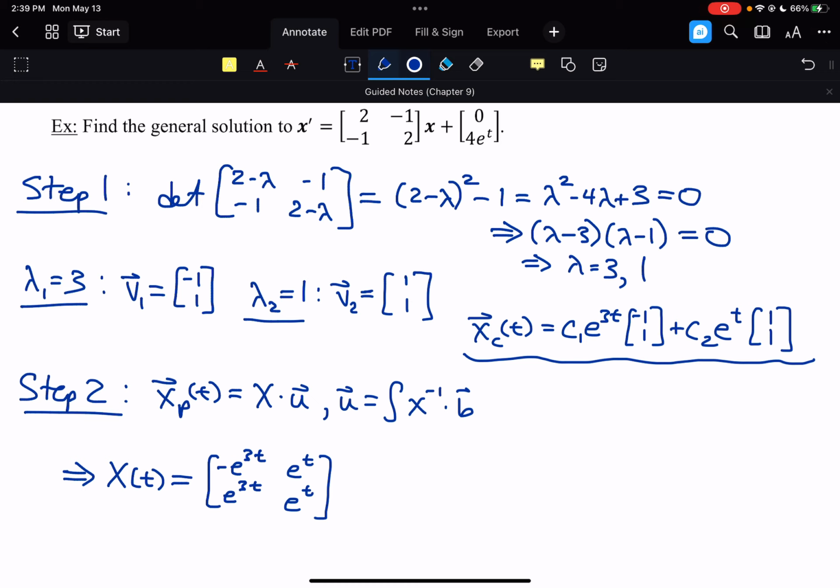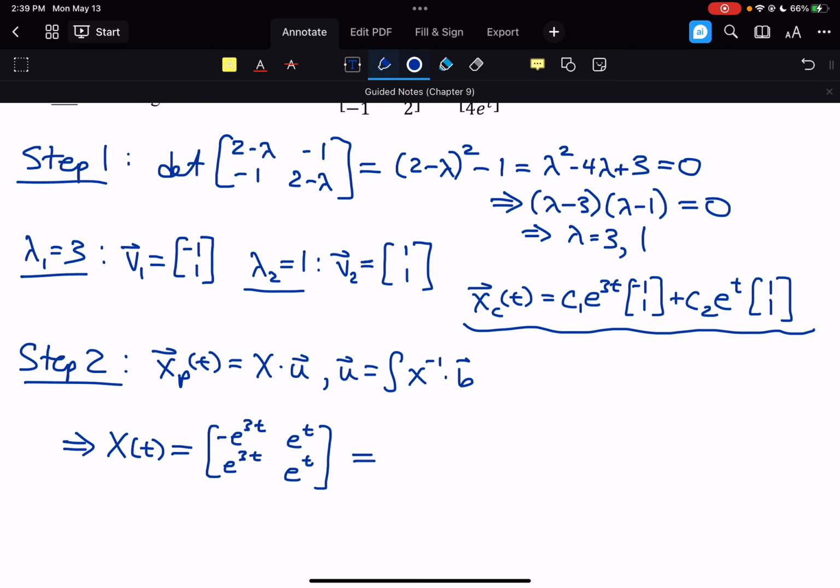So that's our x1, that's our x2. From here, in order to get its inverse, because this is a 2 by 2, getting its determinant can actually help us in finding its inverse. So the determinant of X(t), in this case, if we do the cross multiplication here, we get negative 2e^(4t).